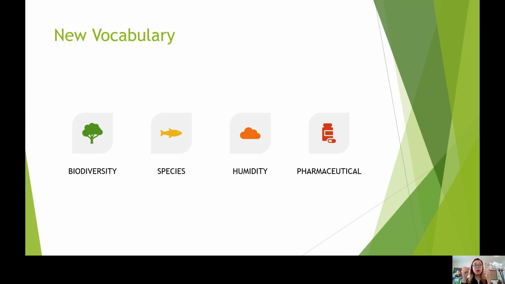Humidity. Humidity is how much moisture there is in the air, so how much water is contained in the air. Think about whether you would think that the Amazon rainforest has high or low air humidity. The answer is high. Because it rains so much in the Amazon rainforest, the air contains a lot of moisture.